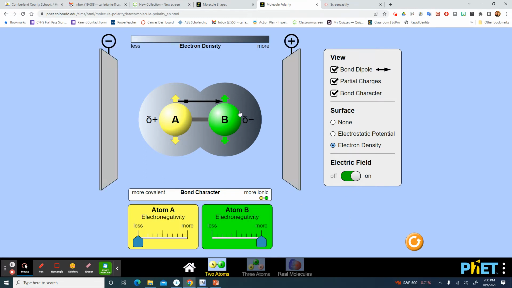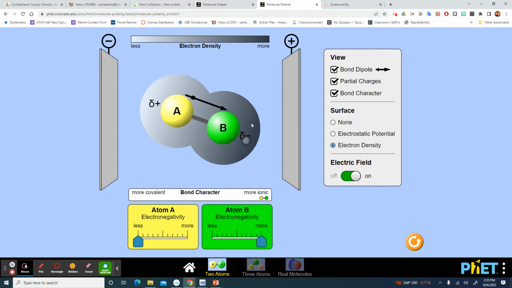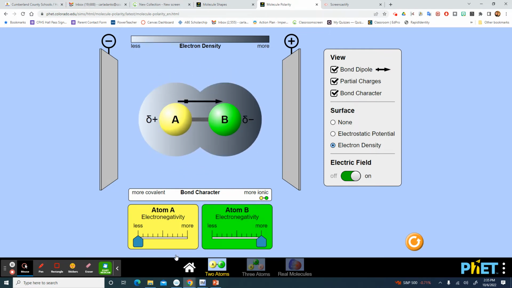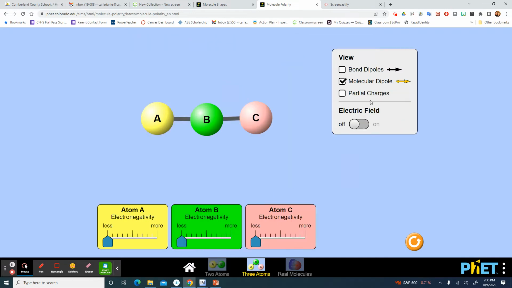Now, here's where the electric field comes in. I'm going to turn the electric field on. Now, watch this. There's my partially positive field, and here's my partially negative. Look what happens when I try to turn that. If I try to turn that and make it rotate this direction, as soon as I release it, it has that preferential orientation moving back. Partial negative attracted to the positive, and the partially positive attracted to the negative.